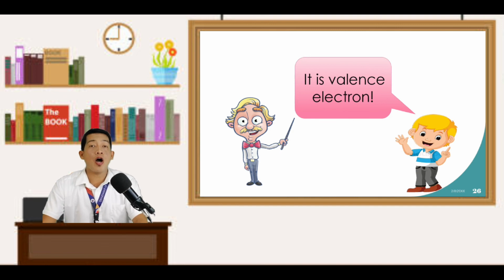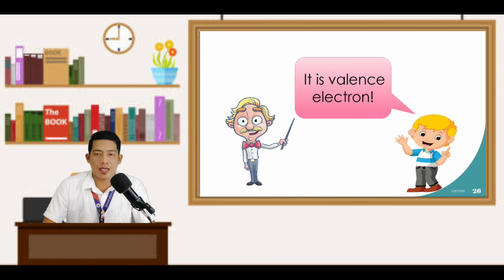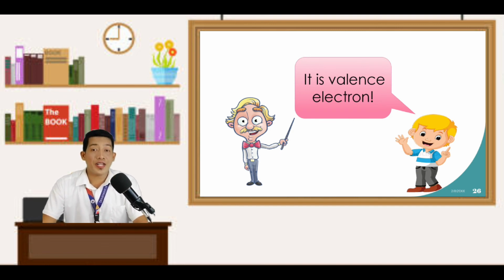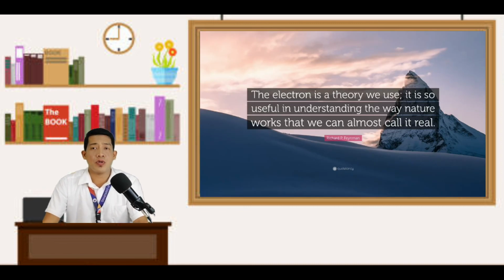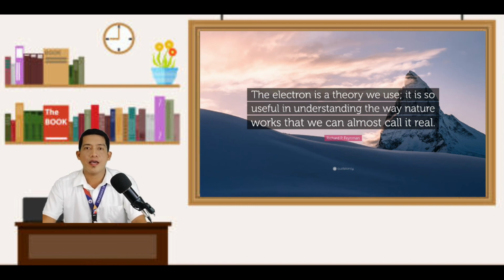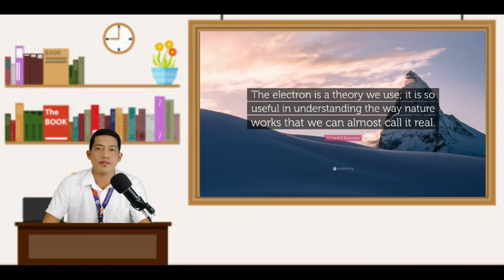Read in advance all about the said topic. We are done with today's lesson. I hope that you've gained something. As Richard P. Feynman said, the electron is a theory we use. It is so useful in understanding the way nature works that we can almost call it real.